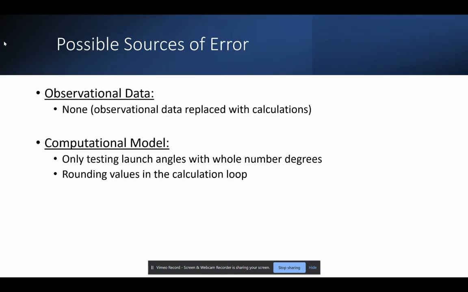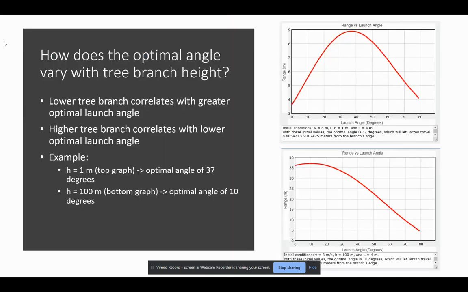For this lab, there are not any possible sources of error for the observation data, as this portion was replaced with the calculations. However, there are some sources of error for the computational model, namely only testing launch angles with whole number degrees and rounding variables in the calculation loop.